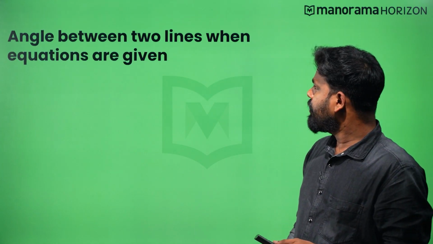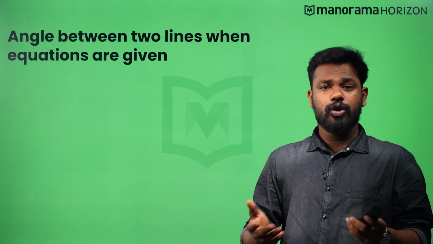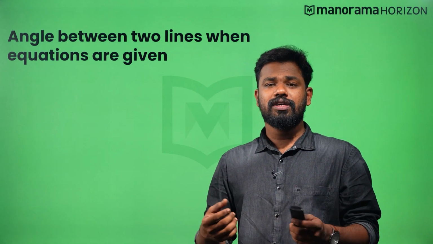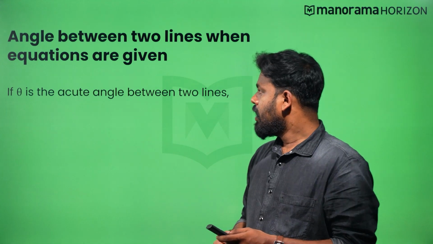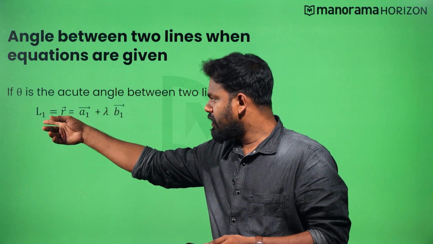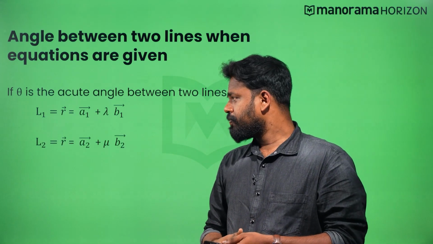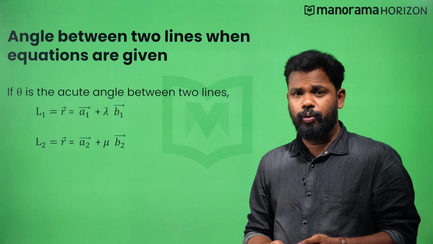Now, what is the angle between two lines when equations are given? Suppose they are giving us equations and asking us to find the angle between the two lines. If theta is the acute angle between two lines, then for the first line the equation in vector form is a1 plus lambda b1. For the second line, it is a2 plus mu b2.